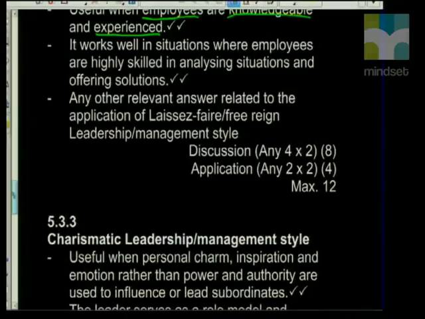Imagine you got to the first day of high school 5 years ago, and they just said, okay, well, cheers, good luck. You would have not been happy because you didn't know how it worked. And that's how laissez-faire often becomes negative, because people don't know how the system works. And the last one, it works well in situations where employees are highly skilled in analyzing situations and offering solutions. So employees that are really self-sufficient as such.